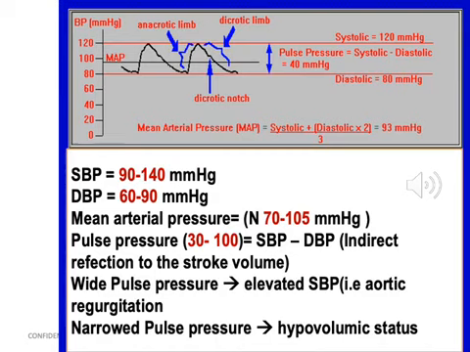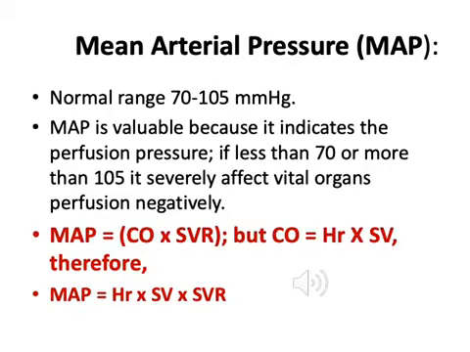A wide pulse pressure is when it is more than 100, meaning the difference between the systolic and diastolic is very high or very wide. We usually see this with elevated systolic blood pressure, such as in aortic regurgitation. And a narrow pulse pressure is when the difference between the systolic and diastolic is less than 30, and this is very common in hypovolemic patients.